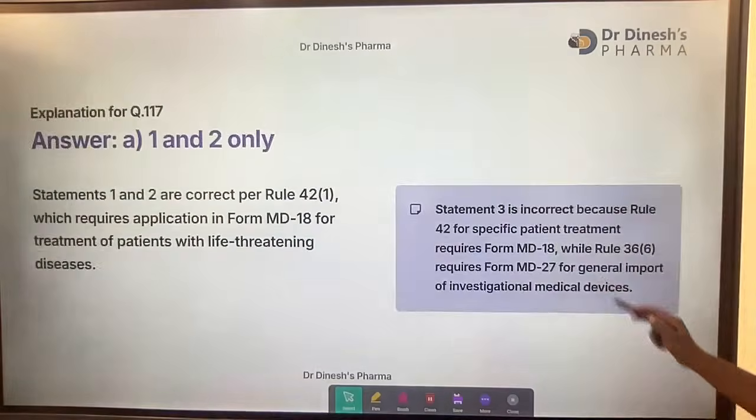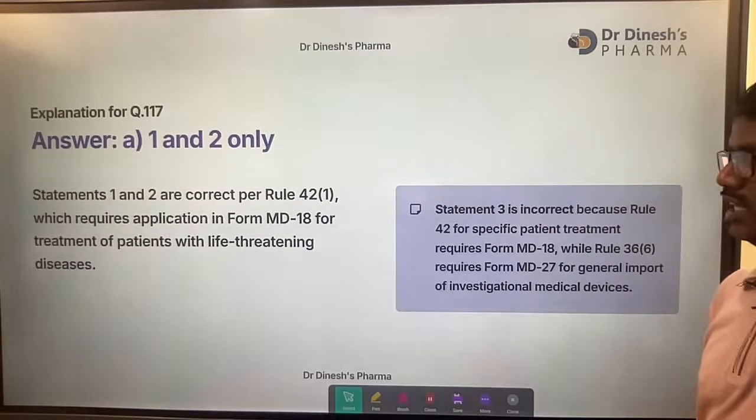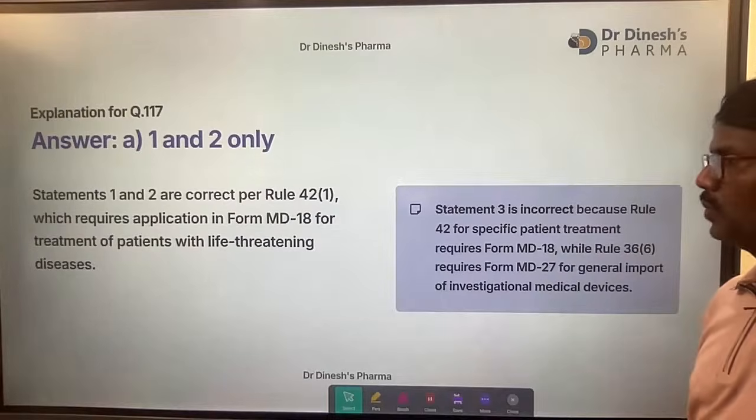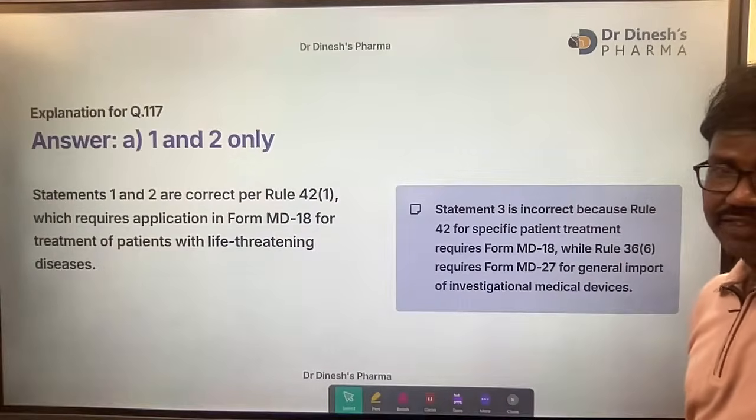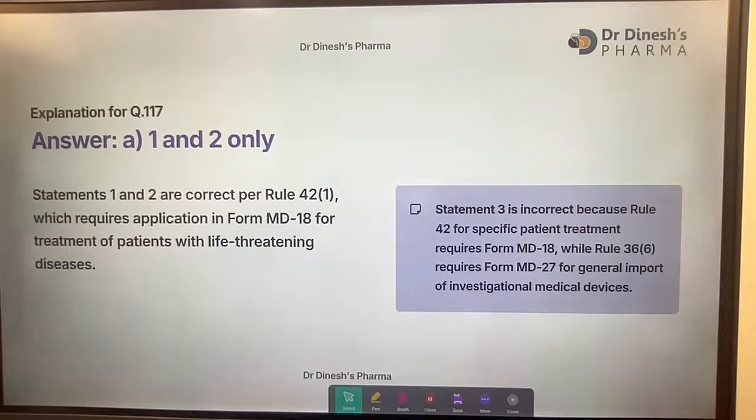Right, so let's go to the answer. Right answer, 1 and 2 only. Statements 1 and 2 are correct as per rule 42 sub rule 1, which requires application in form MD18 for treatment of patients with life-threatening diseases. Statement 3 is incorrect because rule 42 for specific patient treatment requires form MD18, while rule 36 sub rule 6 requires form MD27 for general import of investigational medical devices. MD18 for specific patient treatment and MD27 for general import of investigational medical devices. Right.